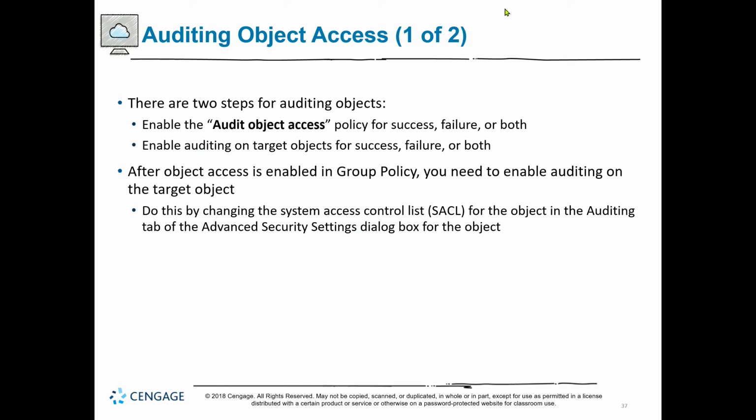Auditing object access. There are 2 steps for auditing objects. Enable the audit object access policy for success, failure, or both. Enable auditing on target objects for success, failure, or both. After object access is enabled in group policy, you need to enable auditing on the target object. Do this by changing the system access control list for the object in the auditing tab of the advanced security settings dialog box for the object.